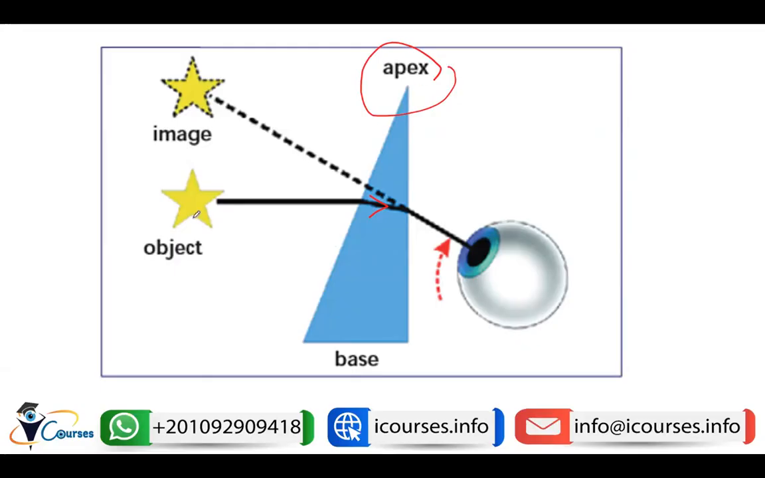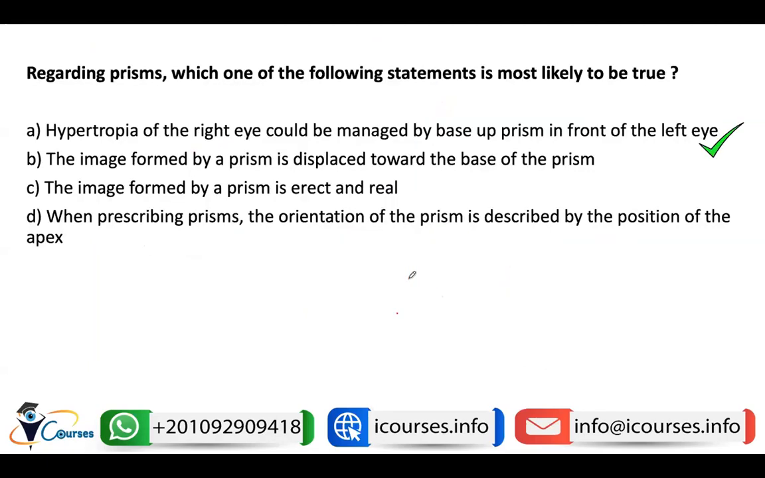Is it asking where the light rays are deviated? Always the light rays will be deviated toward the base. Or is it asking where the image is displaced or where the eye is moving? The eye and the image are moving toward the apex. I hope that this concept is clear because this is a crucial concept in optics. So the image formed by a prism is displaced toward the apex of the prism, not the base.